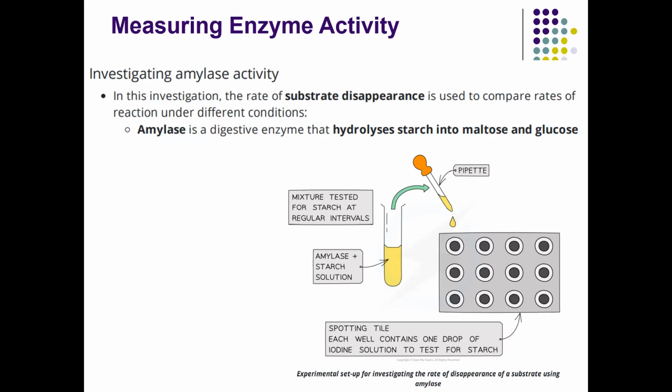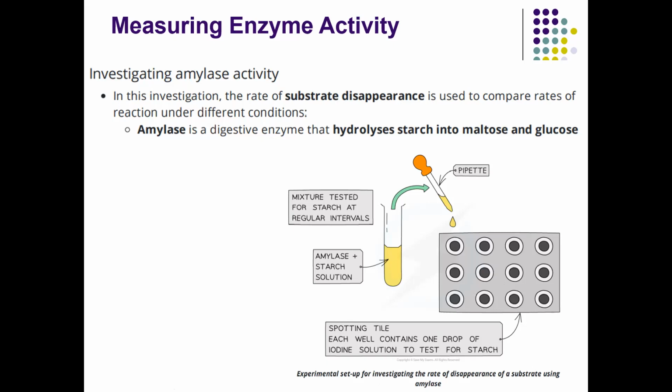And then going to well 5, we can see that the blue-black color has already disappeared, and then it turns into a brown color, which is the negative reaction for the iodine. Also in well 6, we see the same result. So we can see here that at around 2 minutes 30 seconds, the enzyme amylase in our chemical reaction has already successfully and completely broken down the starch into glucose and maltose.